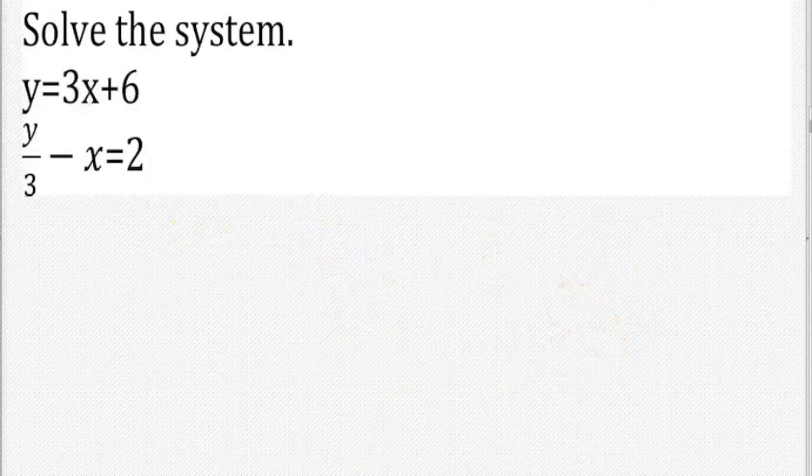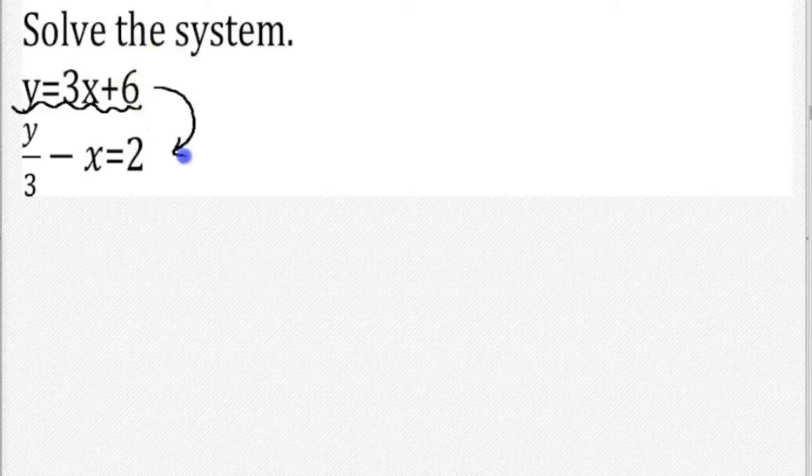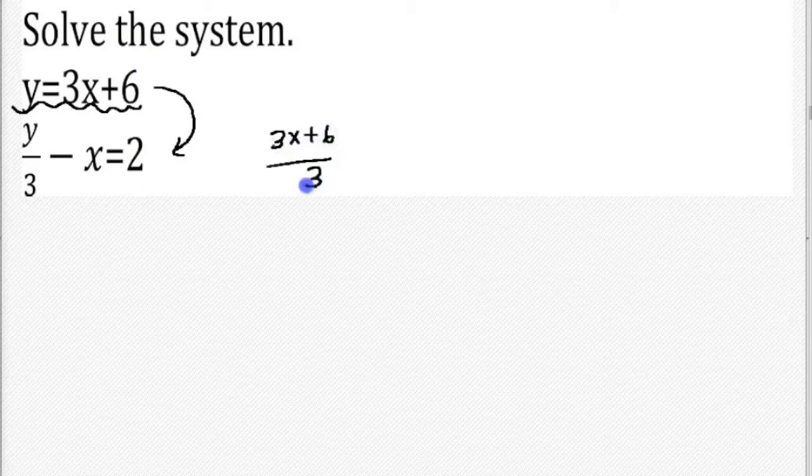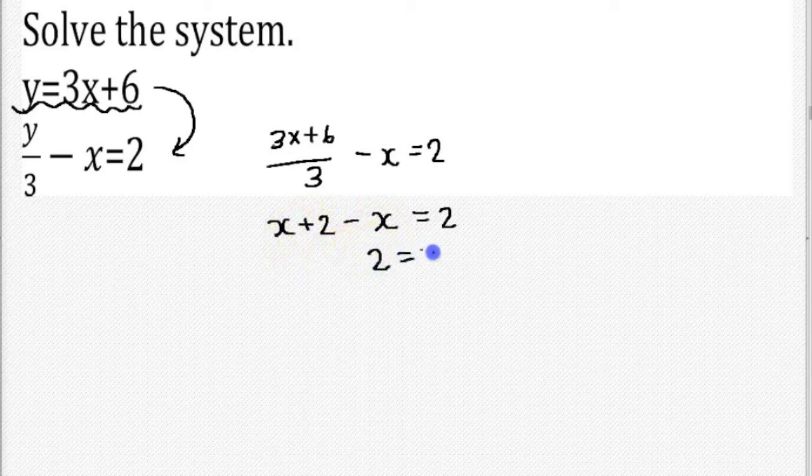So we're going to move on to the next question. y equals 3x plus 6 and y over 3 minus x equals 2. Since this is already in the mx plus b form and it has y isolated on one side, we're just going to use the substitution method and substitute that equation into this one. So we get (3x plus 6) over 3 minus x equals 2. Then I'm just going to divide this and we get x plus 2 minus x equals 2. Then here, x minus x is just 0, so we get 2 equals 2.